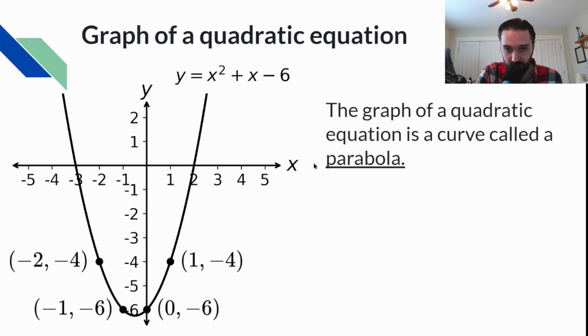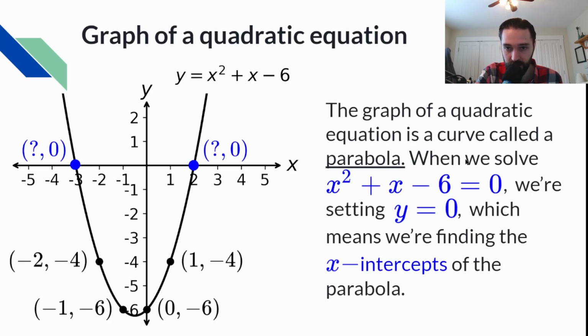And let's think back to the problem we solved before this. We had x squared plus x equals 6 set equal to 0. When we solve this blue equation, we're setting y equal to 0, which means we're finding the x-intercepts of the parabola. Remember, when y is 0, that means the point lies on the x-axis.